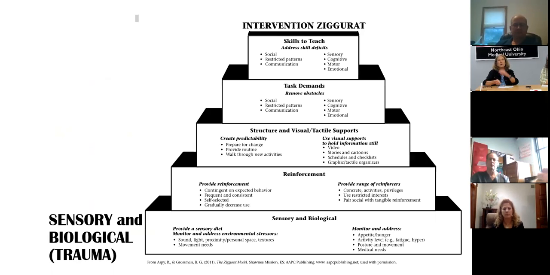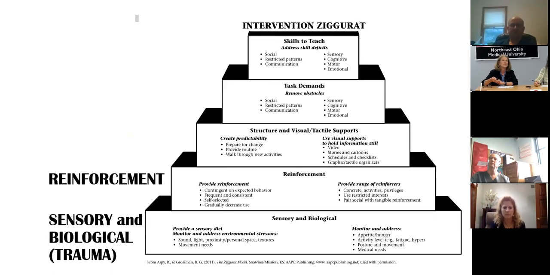Task demands is the next area as you build up, and you're looking at removing obstacles to any task or activity the person wants to be involved in. Those obstacles could be something not related to the task itself, but to the environment, the communication, or the social experience. And then finally, we look at what the person needs to learn. Until we build those levels, we can't just jump into saying, you need to learn to do this and not do that.